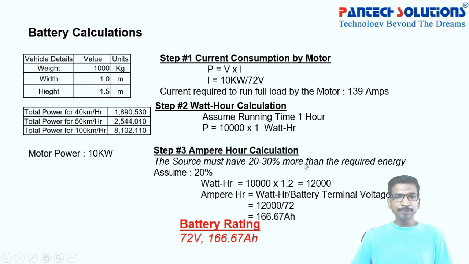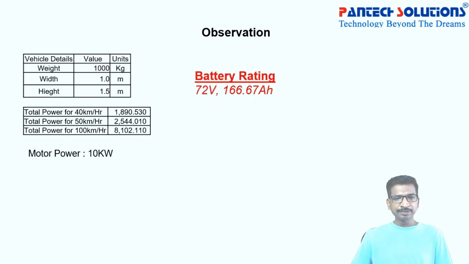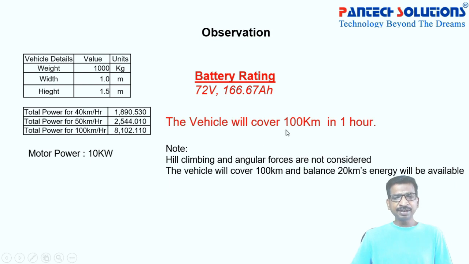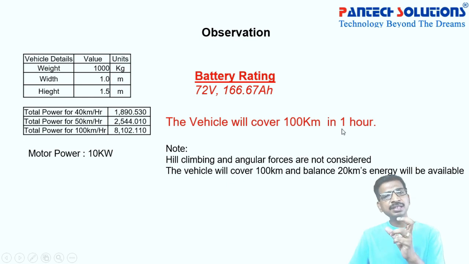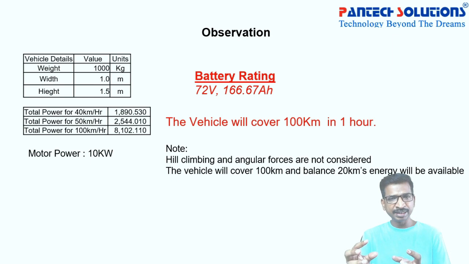And now we can choose the battery requirement of about 72 voltage and 166 Ah. So this is our battery requirement. If you apply this battery to this 10 kilowatt motor, then what will happen? From this we can easily observe the vehicle can cover up to 100 kilometer per hour. Even if it is covered, 20% energy will remain in the battery, because the DOD should not be less than 20%. So that's why we are keeping this variation.